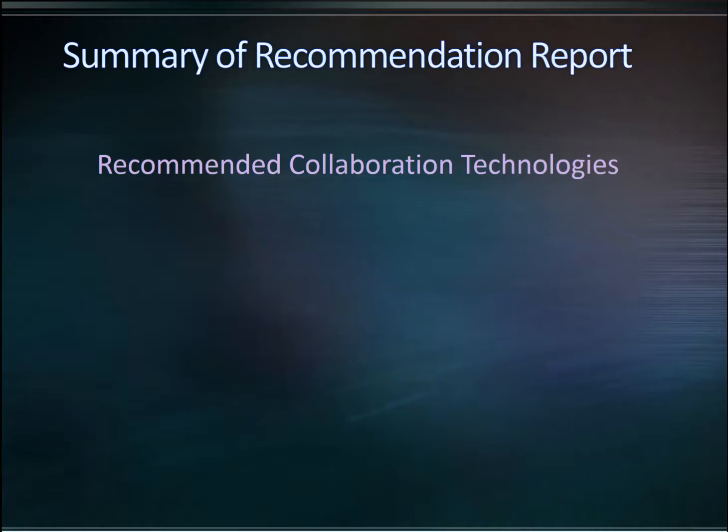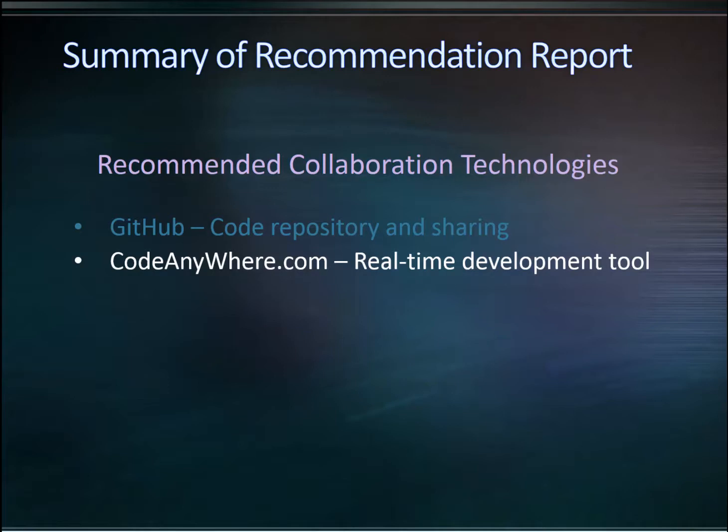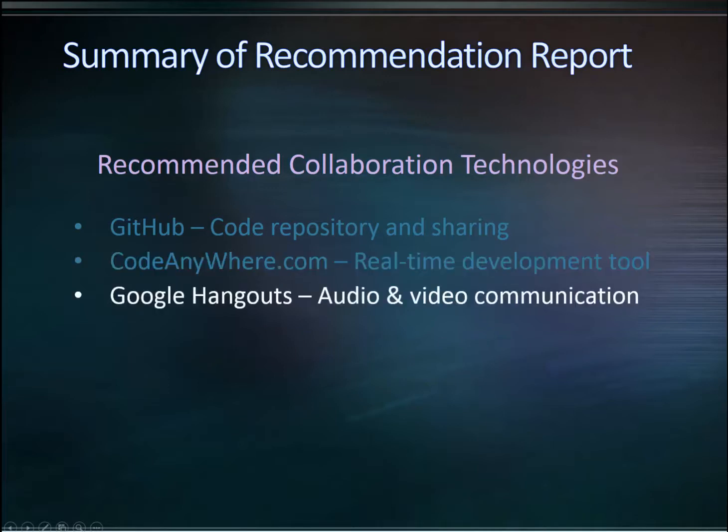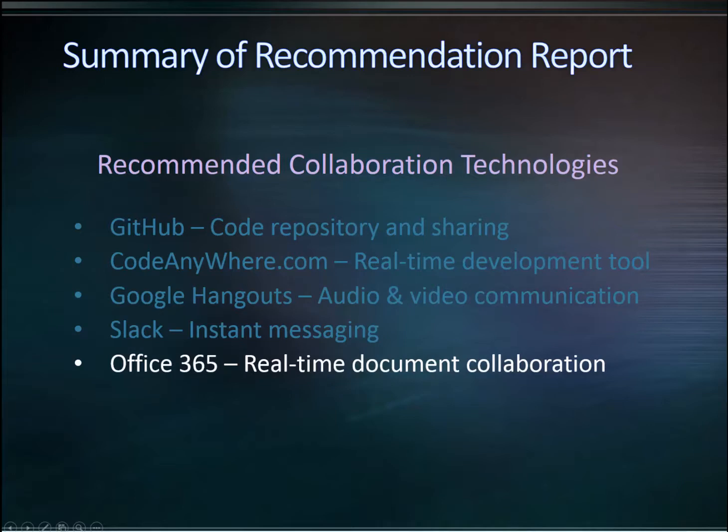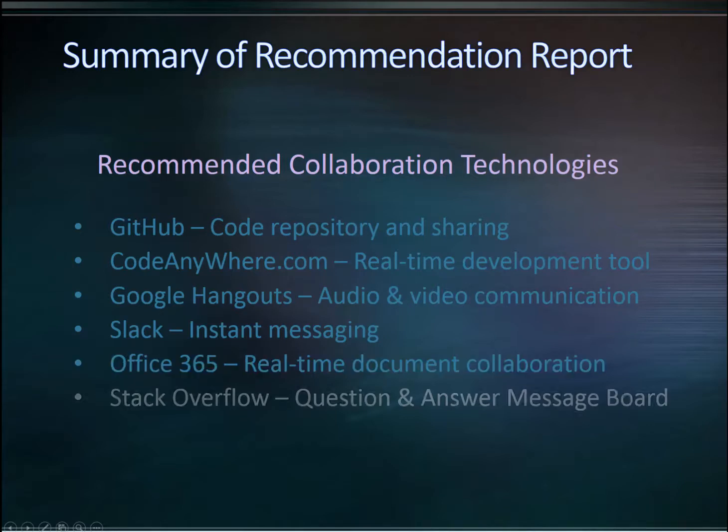Now, to summarize our recommendation report, the purpose of the report was to recommend collaboration technologies, and we did that in 5 categories of 6 products. And those products are GitHub for code repository and code sharing, CodeAnywhere.com for real-time development and coding, Google Hangouts for audio and video communications, Slack for instant messaging and file sharing, Office 365 for real-time document collaboration, and Stack Overflow for question and answer message boards.